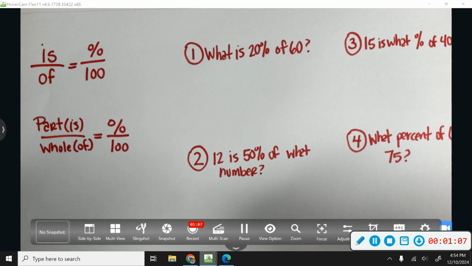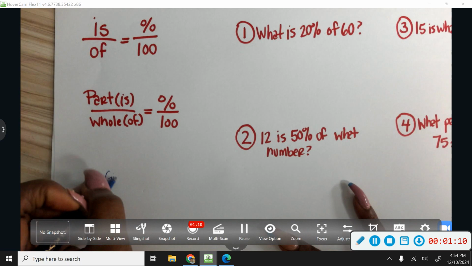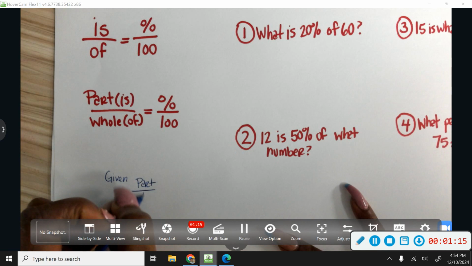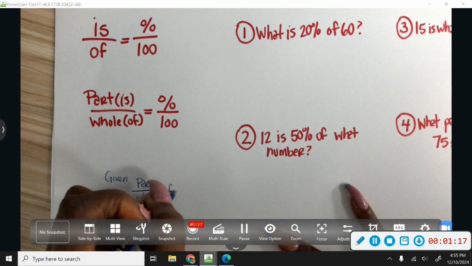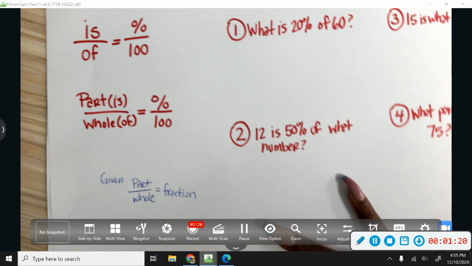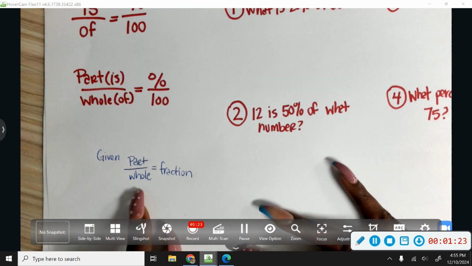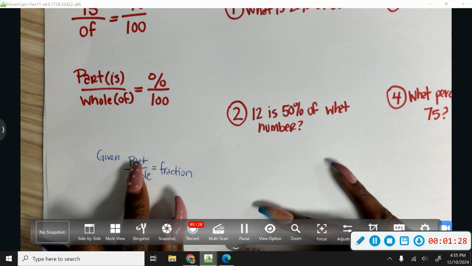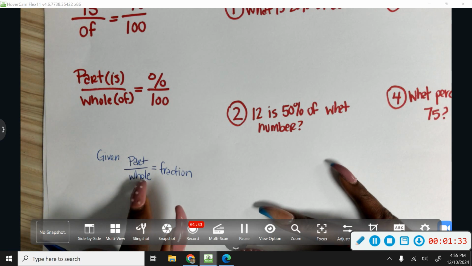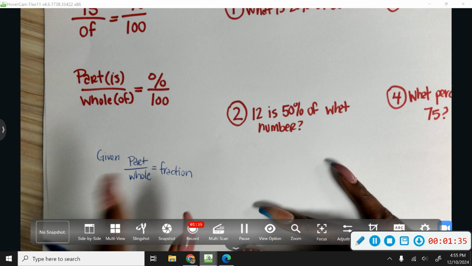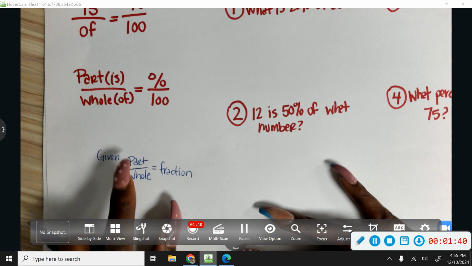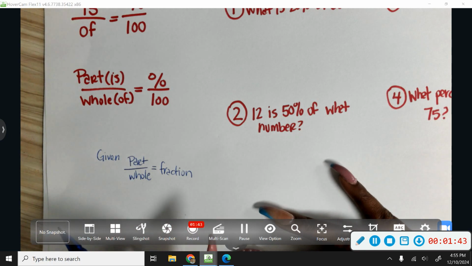There is something that I also want to show you. Whenever you're given your part and your whole, that makes a fraction. So usually when you're given this, that means it wants it as a percent. So that means you're trying to find the percent. In this case, I could really just take whatever my part is over my whole, top in, bottom out, because it's a fraction, turn it into a decimal, and then turn my decimal into a percent. Okay? And again, that's only when you're given your part and your whole. And we'll look at that in just a minute.